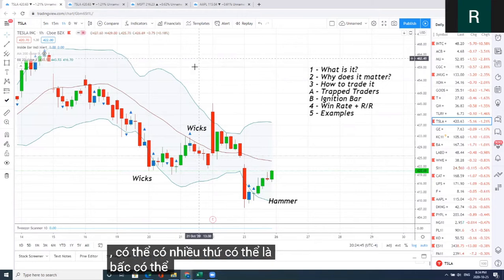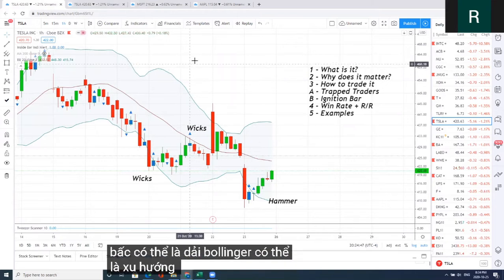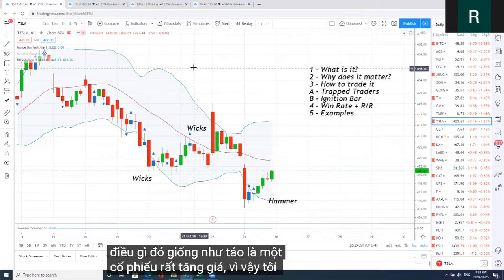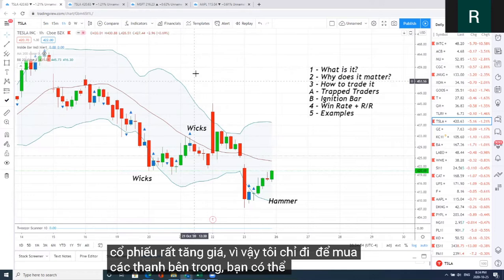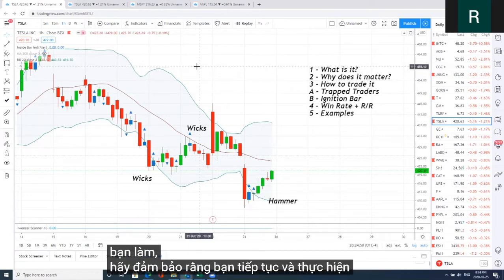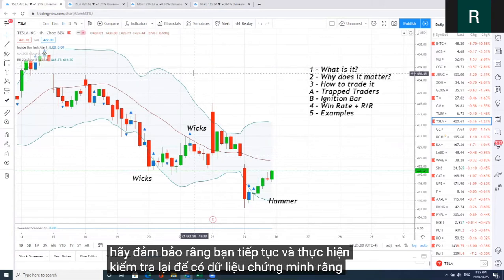Could be wicks, could be Bollinger Bands, could be the trend, right? So we could even say something like, well, Apple is a very bullish stock, so I'm only going to buy inside bars to the upside. You could do something as simple as that. But whatever you do, make sure that you go ahead and do a back test to have the data to prove that what you're doing is right.